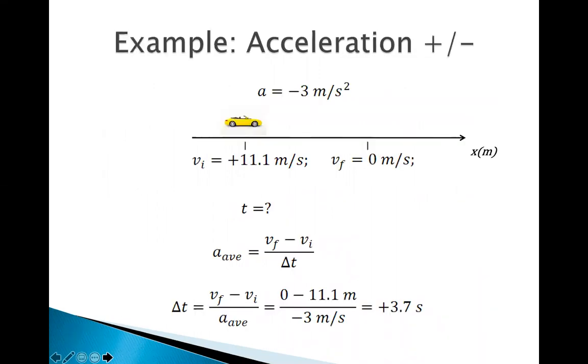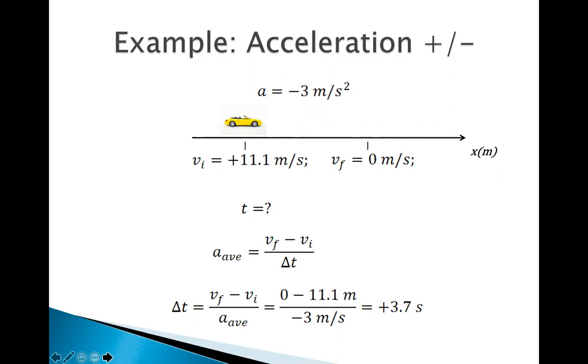So let's look at an example, accelerating positive or negative. What does negative acceleration mean? If a car is moving at 11.1 meters per second, that is almost like 25 miles per hour, which is the speed limit in the residential area. And the car at some point, boom, stopped. Okay, what's the time? What time does it take to stop uniformly here?